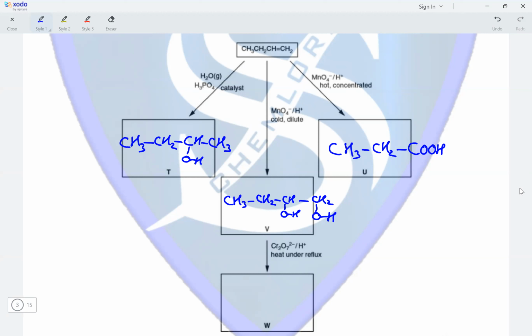And when the diol is subjected to acidified Cr2O7 2 minus or K2Cr2O7 and heated under reflux, the central OH group, the one on the second carbon atom, would be converted into a ketone, and the primary alcohol group would be converted into a carboxylic acid. So the product W would be CH3, CH2, C double bond O, and single bonded to COOH. So this is a carboxylic acid with a ketone group present on it.